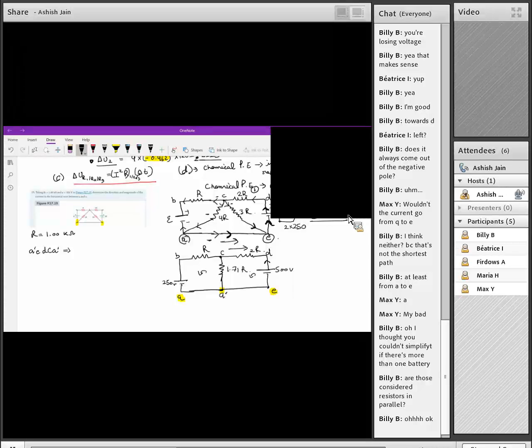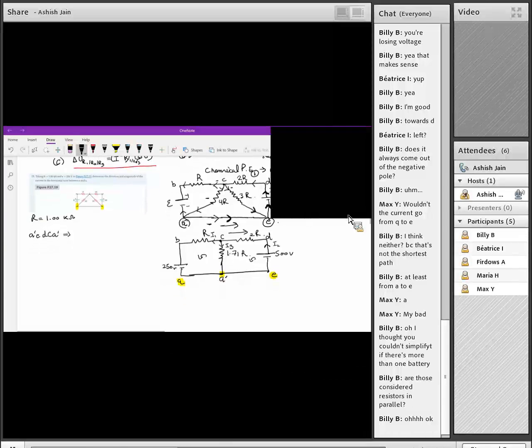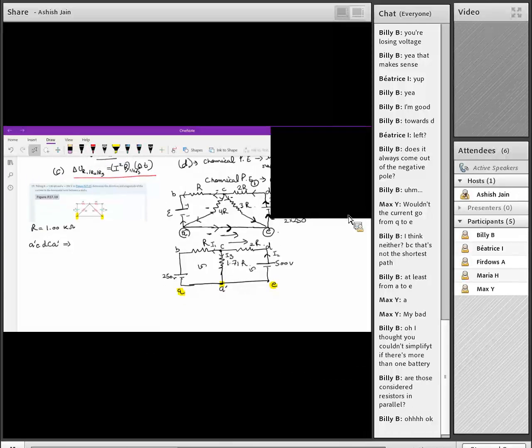Counterclockwise. I can take them as I1, I2, I3. I just solved it this way, so when I was solving the question. So that's how I remember this. So let's do it. Can be written as 500 to I2 plus 1.71 I3.